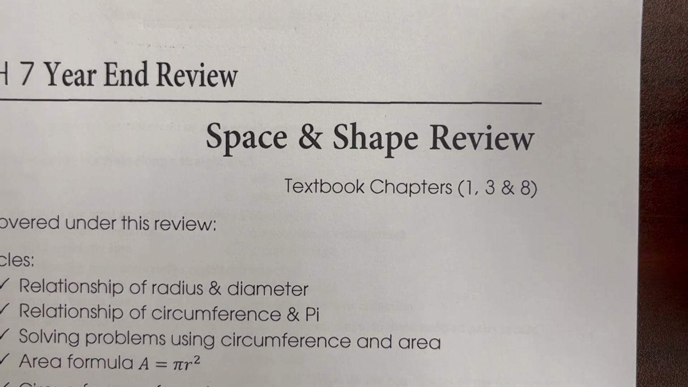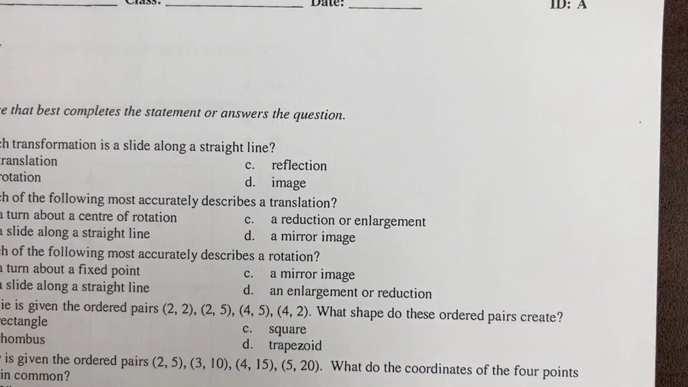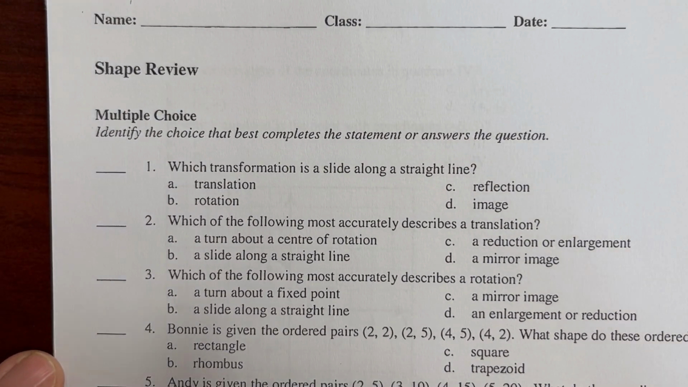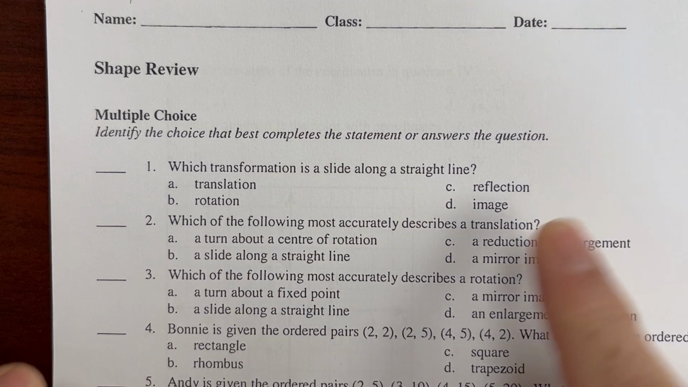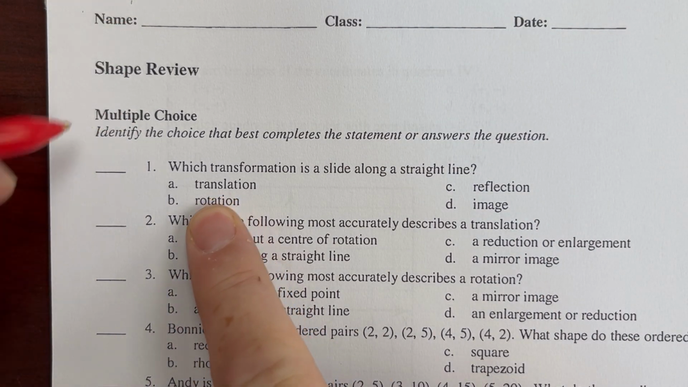Year-end space and shape review. Here we go. Which transformation is a slide along a straight line? Slide along a straight line is a translation. A.